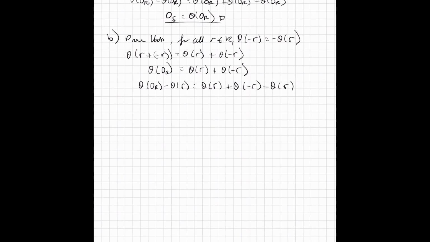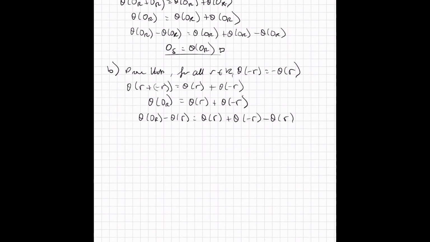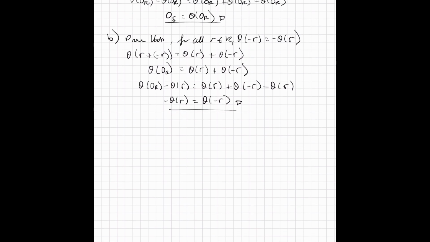Okay. And then as theta of 0R, as I showed in part A, is just equivalent to 0, the left-hand side just becomes minus theta r. And then the right-hand side, as theta r and minus theta r are additive inverses of each other, they're just going to become the additive identity, which is 0S. So that is just going to become theta of minus r, which is what I was trying to prove.